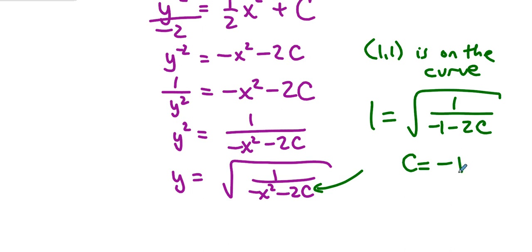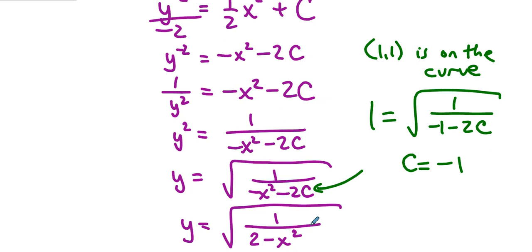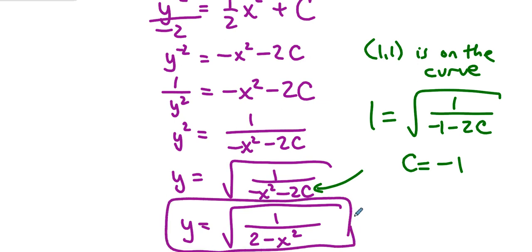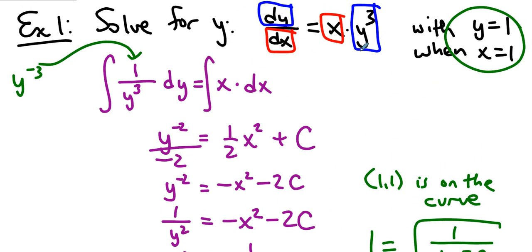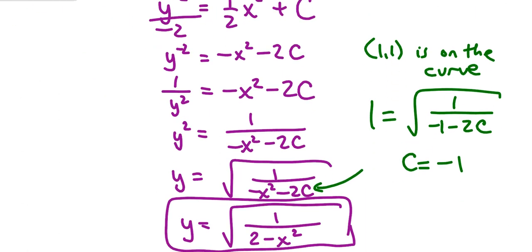And so once we know that c is negative 1, we know what y is. It's the square root of 1 over, let's see, negative 2 times negative 1, that's 2 minus x squared. This is the function. This function solves this differential equation and passes through that point. This one.